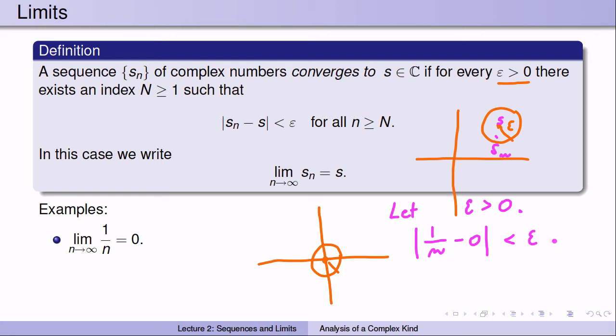So what does it mean for 1 over n to be less than epsilon? This simplifies to 1 over n less than epsilon, and I can solve this inequality. For which values of n is this true? That is true when n is greater than 1 over epsilon. So for my given epsilon, I calculate 1 over epsilon, and then I just pick an index n that is bigger than that 1 over epsilon, and I'm guaranteed from that index on, my entire sequence will be located inside this disk.